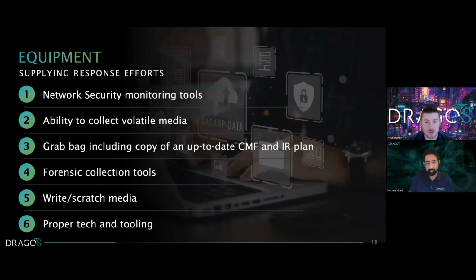Now, moving into equipment, obviously you want to have those network security monitoring tools, but ideally you want to have that already built CMF with that threat detection overlay in your grab bag. In addition to a grab bag, you should include the necessary forensic tools to collect that volatile data. So that means hard drives, encrypted hard drives. Also, what I recommend is pre-canned scripts to be able to collect all that forensic data.